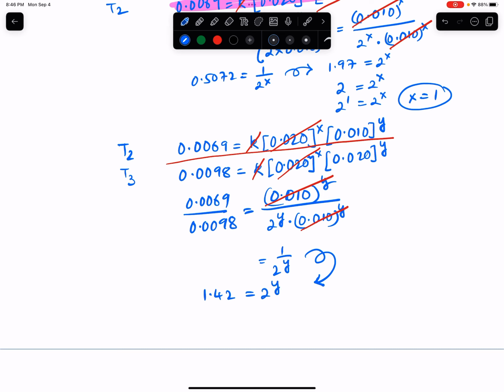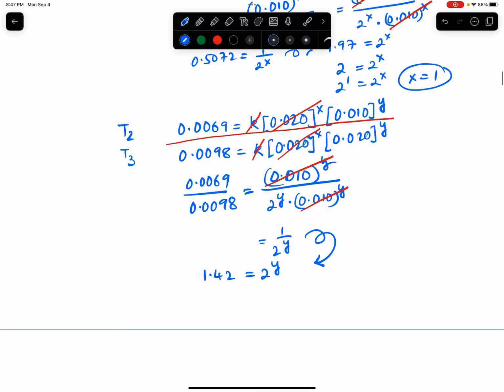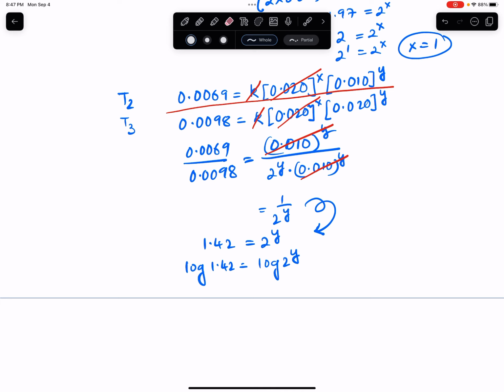Okay, all right. So now we have this. In order to solve for y, since we don't have a whole number out here, something that's easily factorable, you want to use the rules of logarithms. So just follow along. If I take the log of both sides, I'm going to write log of 1.42 is equal to log of 2 raised to the y. Then using the rules of logarithms, I can take the y, which is a power, and bring that in front of this log, so multiply it with log of 2.